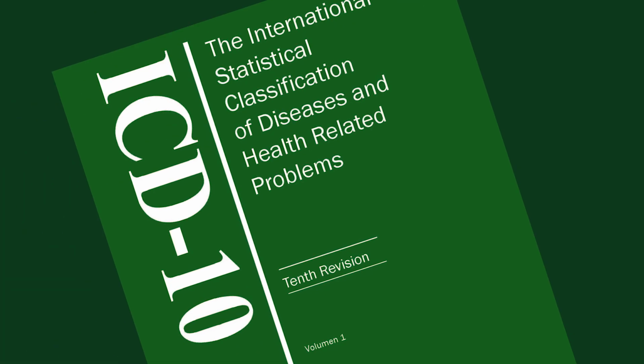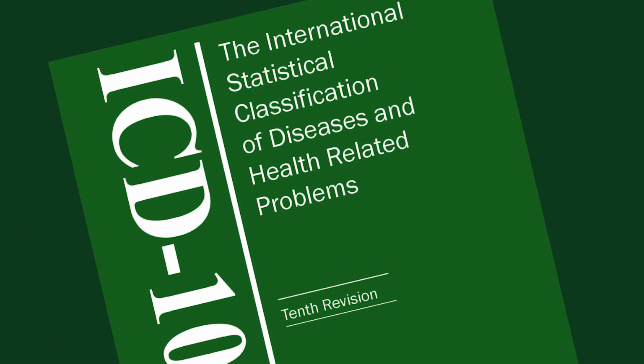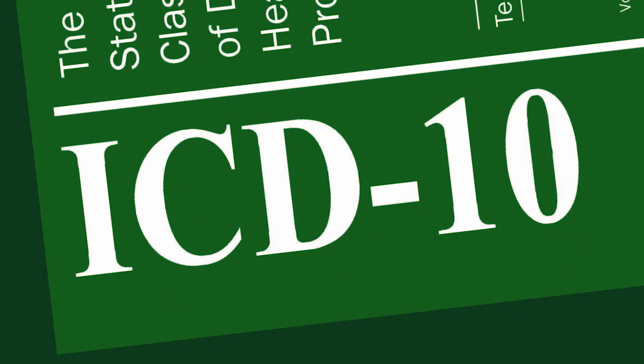But the DSM is used mostly just in the US. So what about the rest of the world? Many countries rely on the International Statistical Classification of Diseases and Related Health Problems, or the ICD-10. The ICD is published by the World Health Organization to classify all health disorders, not just mental health ones like the DSM. And it's used for billing coding too.